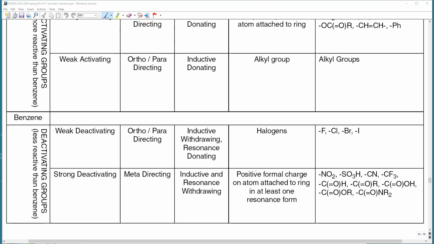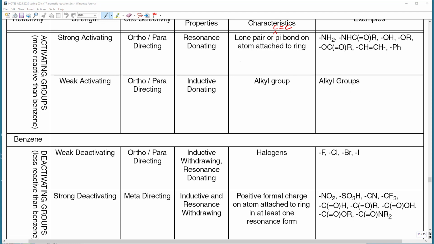So, putting this all together then, if we're given a single substituent with any electrophile, it doesn't matter what the identity of the electrophile is, we look at the substituent, we find where it is on the table, and that should tell us which regioisomers are going to be preferred.